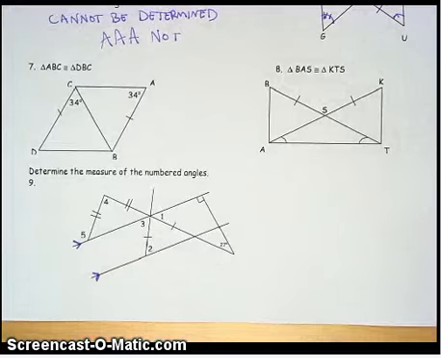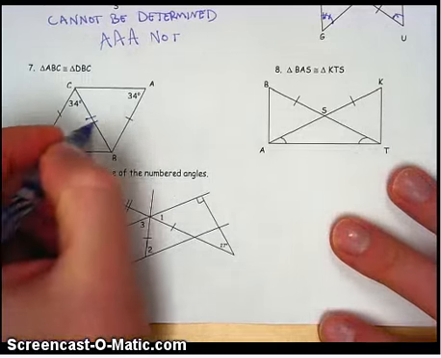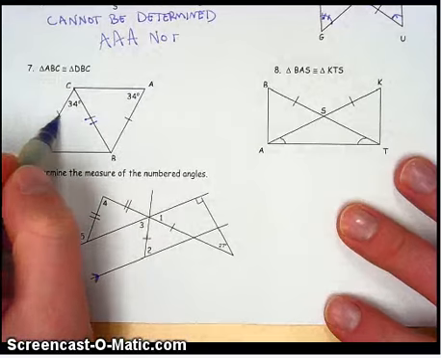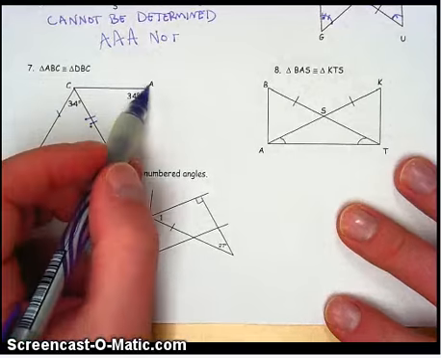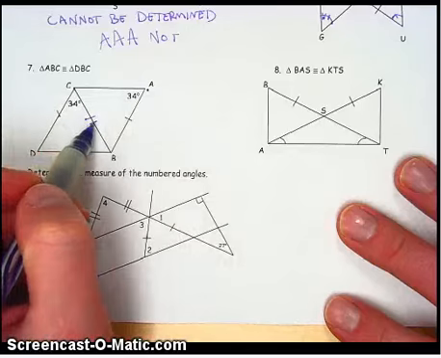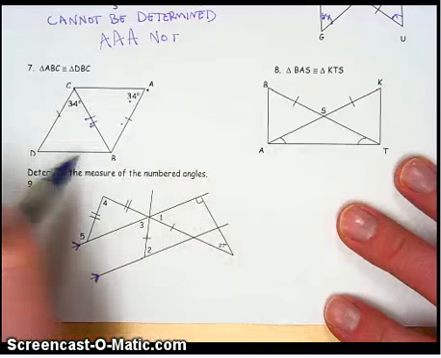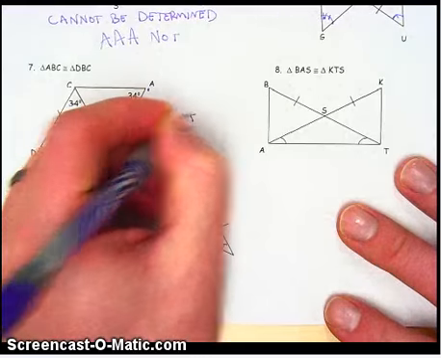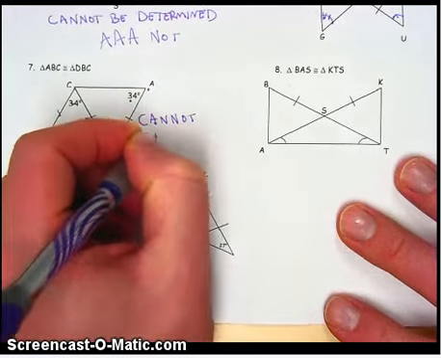On 7. If I look at 7, I know that CB is the same on both. But if I look at this triangle, it would be side, angle, side. If I look at this triangle, it would be side, side, angle. So these two are not congruent. So you would just write cannot be determined.